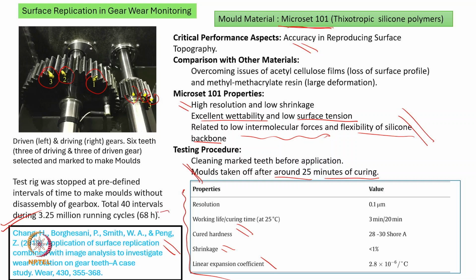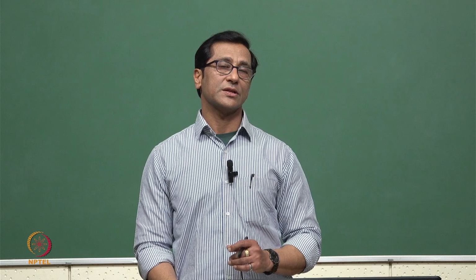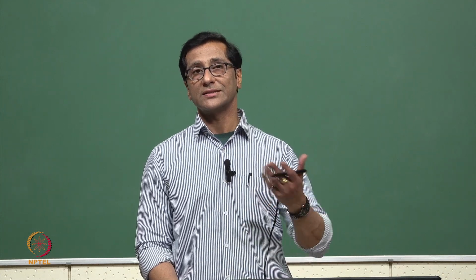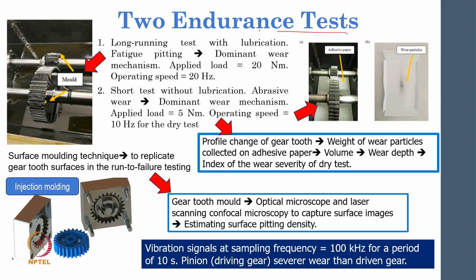They did this 40 times, and overall it was a 68 hours running time, which covered around 3.25 million running cycles. So this is what they did, 3.25 × 10^6 cycles and 40 intervals. That means a total of 41 data points will be there, so that they can train their ML model or ANN model to predict the right result in the future. This is what we'll be showing, the two endurance tests. This is the dry case, this is the mold case.